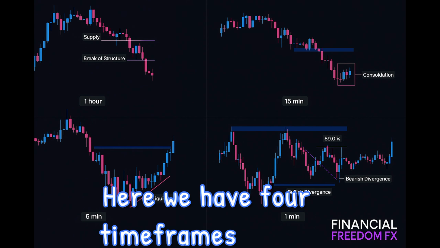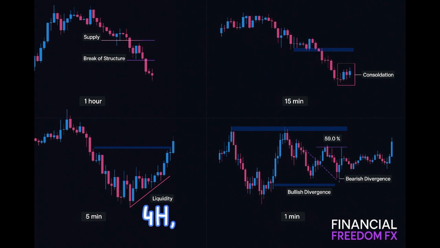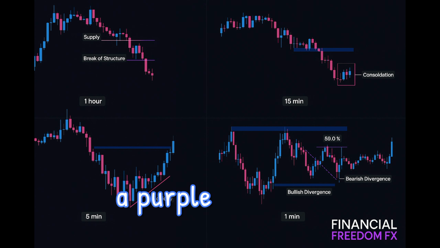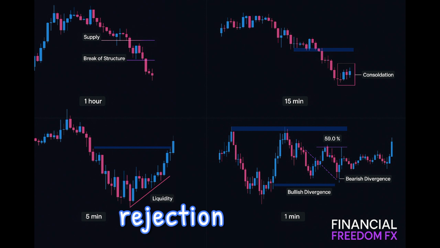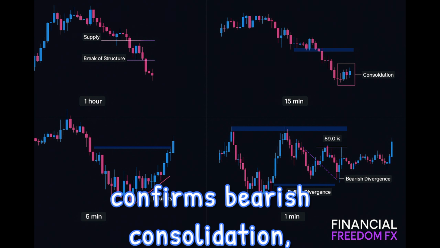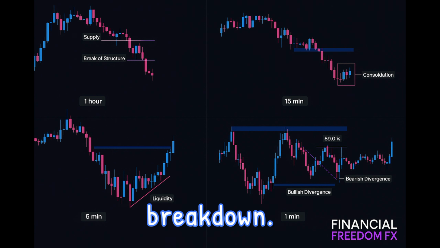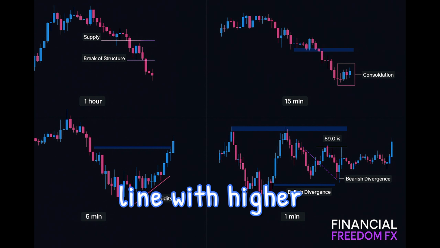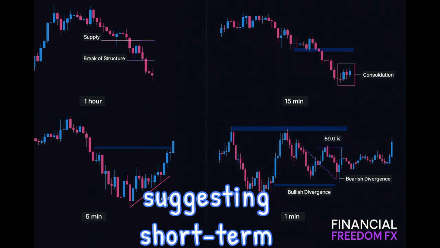Here we have 4 time frames on one screen: 4H, 1H, 15M, and daily. Top left, the 4H chart shows price reacting to a purple supply zone with strong rejection wicks. Top right, the daily chart confirms bearish consolidation, hinting at an upcoming breakdown. Bottom left, the 1H shows an ascending trend line with higher lows, suggesting short-term strength.